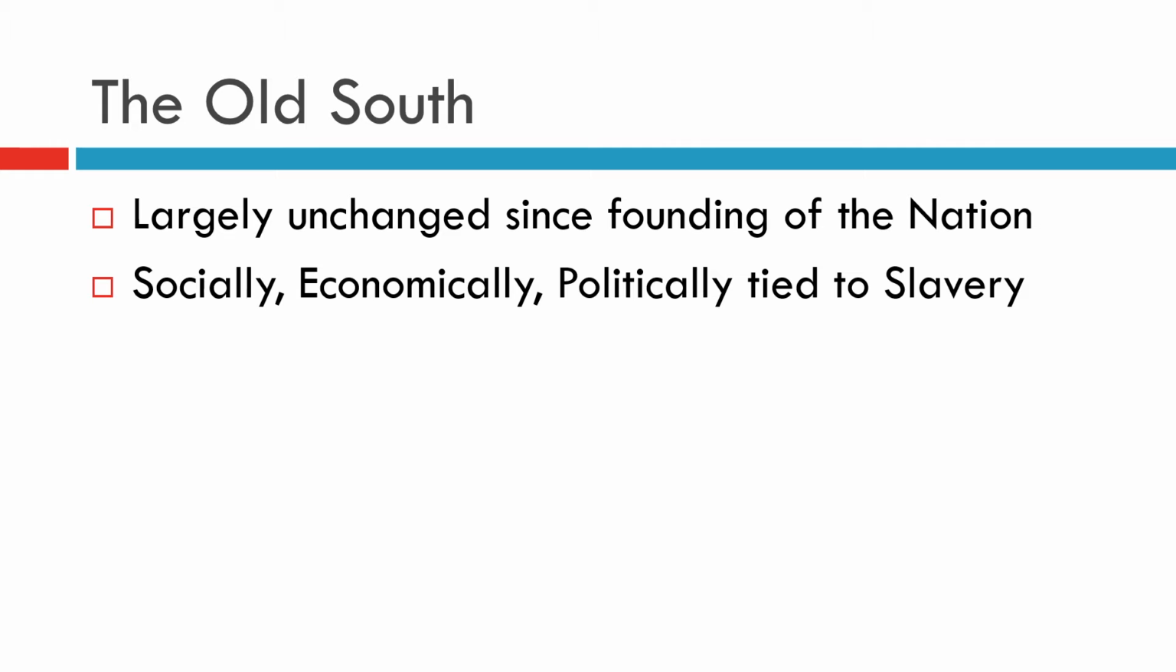All right, so just to review, sectionalism was very strong in the 19th century. Basically, people connected more to their section than they did to the country as a whole, and that was especially true in the Old South because it was largely unchanged since the founding of the nation, and of course, it's socially, economically, and politically tied to the institution of slavery.